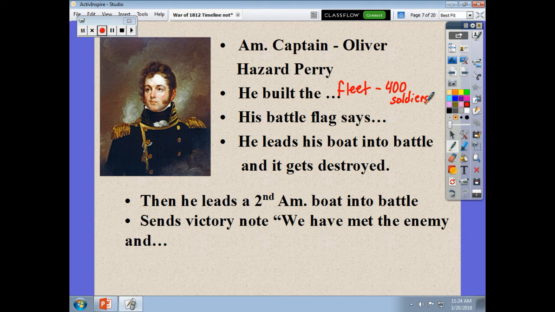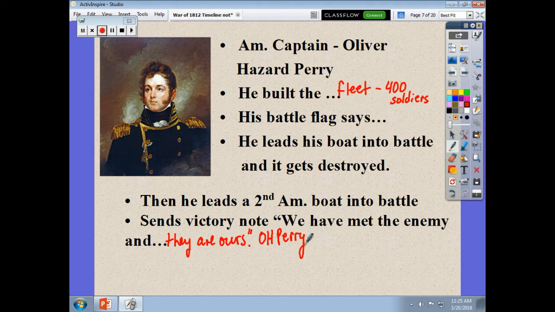He leads his first boat into battle, and his boat gets destroyed. He then leads a second boat into battle and is victorious. And the result is that he then sends a victory note off to William Henry Harrison. And it simply says, "We have met the enemy and they are ours." And he signs it O.H. Perry. A very short note, right? A very swift statement of what he has really kind of succeeded in doing.